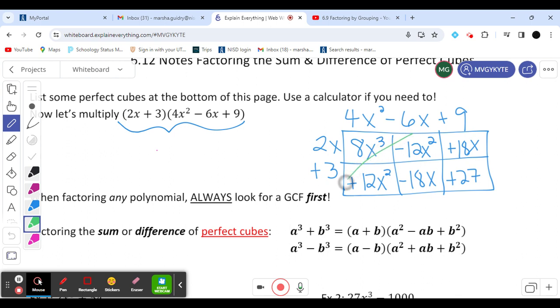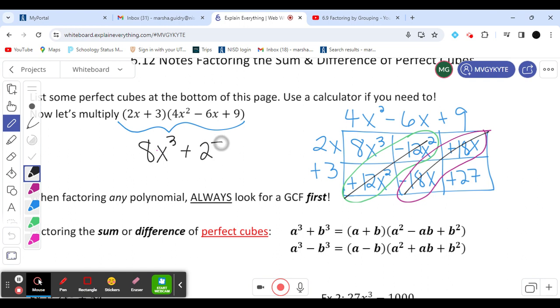And from this point, we need to figure out what our like terms are. I see I have 2 squares with an x squared term. And then I have 2 other squares that both have an x term. And I notice that when I combine these together, 12x squared minus 12x squared goes to 0, and negative 18x minus 18x goes to 0. So our answer for this problem is 8x cubed plus 27. And hopefully you recognize 8 and 27 as perfect cubes. We listed those at the bottom of our note sheet a minute ago. And of course, x to the third power is a perfect cube.